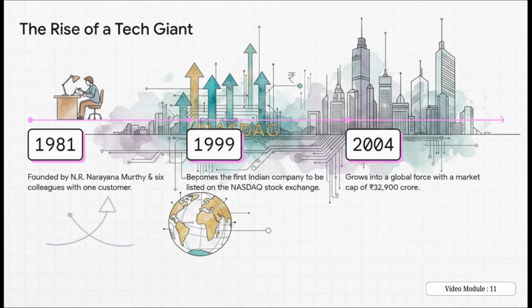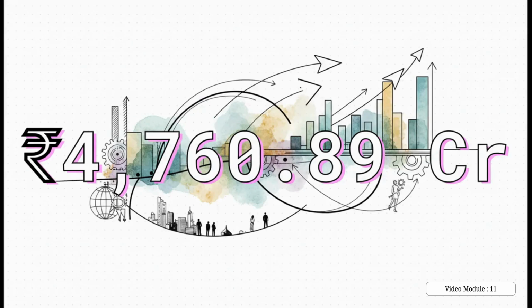The story of Infosys is just wow. Started in 1981, pretty humble beginnings. Then, they break new ground, becoming the very first Indian company to list on the NASDAQ. And by 2004, they weren't just a big deal in India, they were a global force to be reckoned with. Think about this number for a second. By 2004, their revenue was over 4,700 crores.